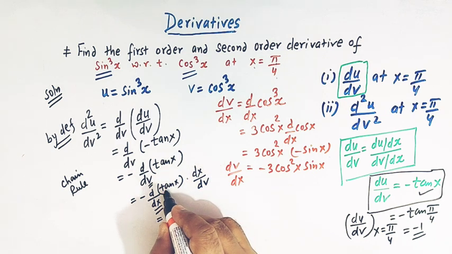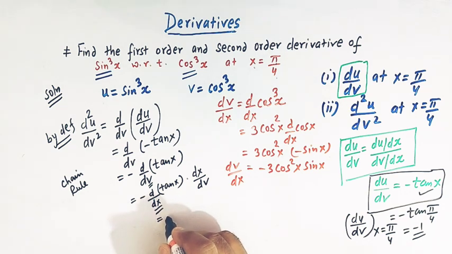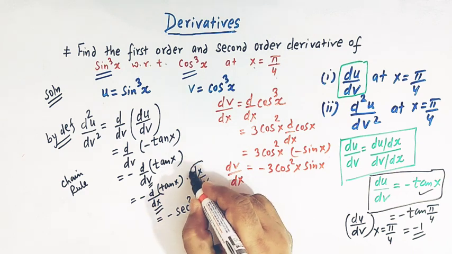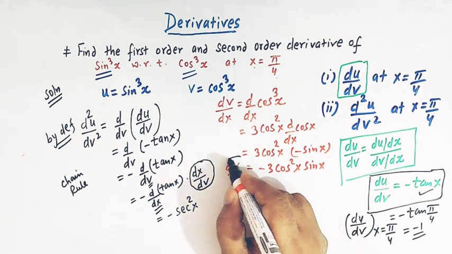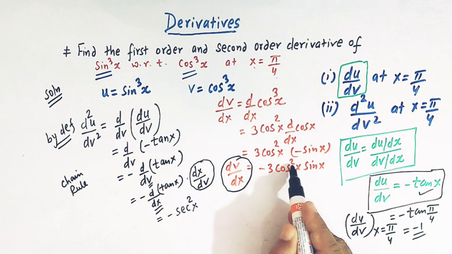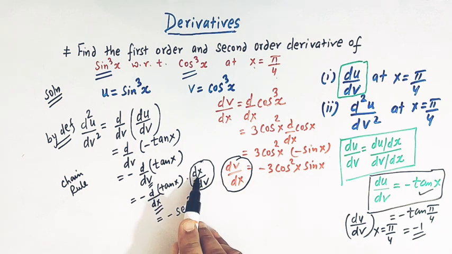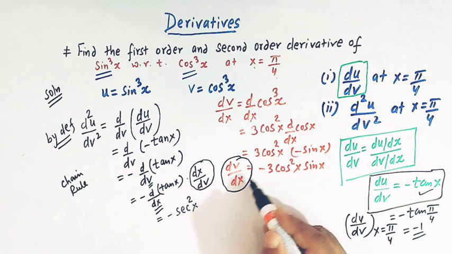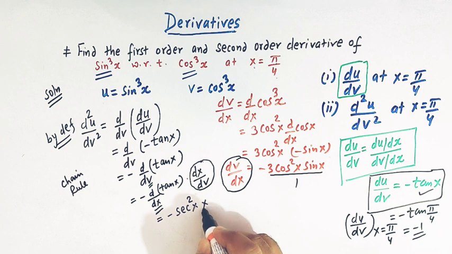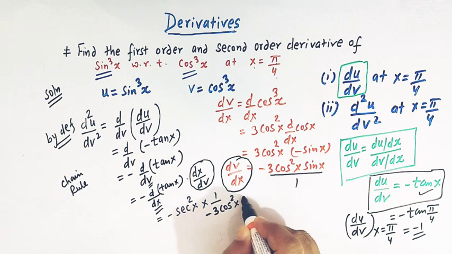So the derivative of tan x with respect to x is secant square x, right? And dx over dv can be obtained by this expression, so here we have dv over dx. This is minus 3 cos square x sin x, but we require dx over dv, so we'll take the reciprocal of this term, right? So here we have 1 over minus 3 cos square x sin x.